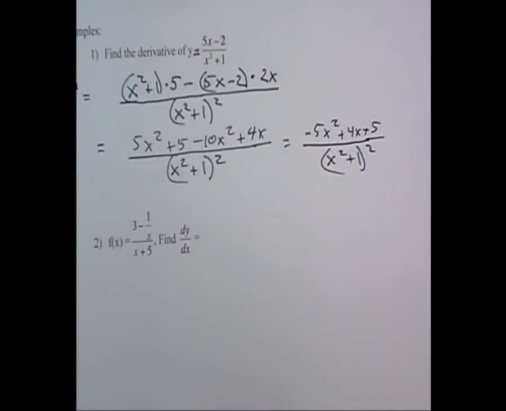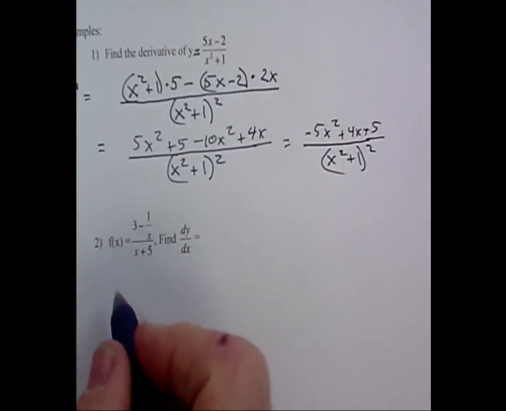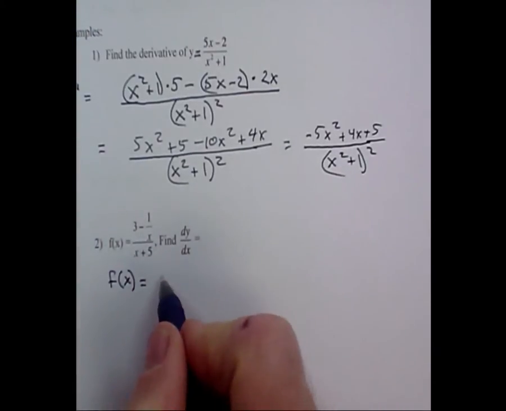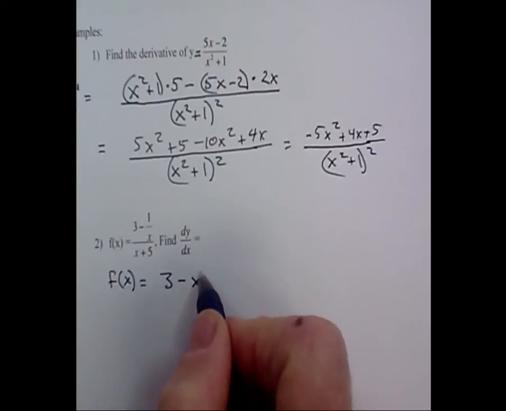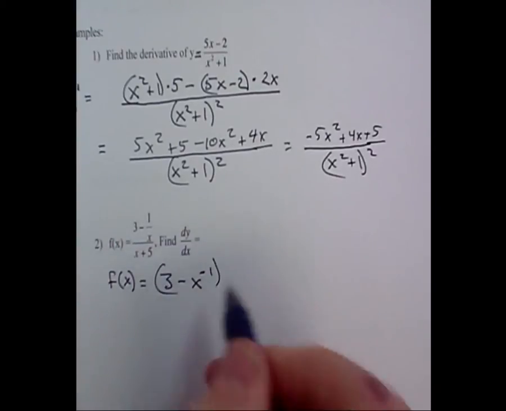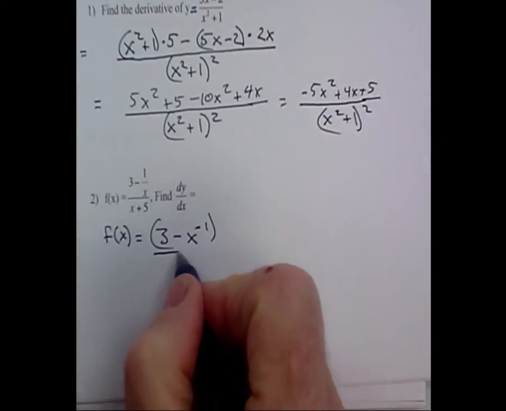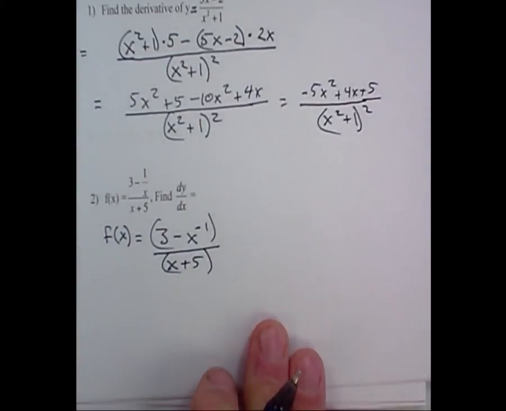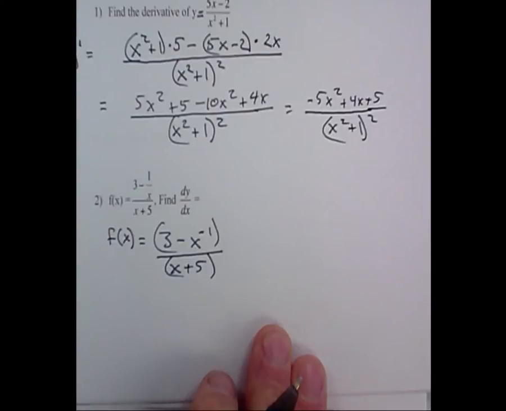Okay, I'm going to do the next one. So I'm going to write f of x, and I'm going to write this as 3 minus x to the negative 1 power over x plus 5. Are we okay with that?